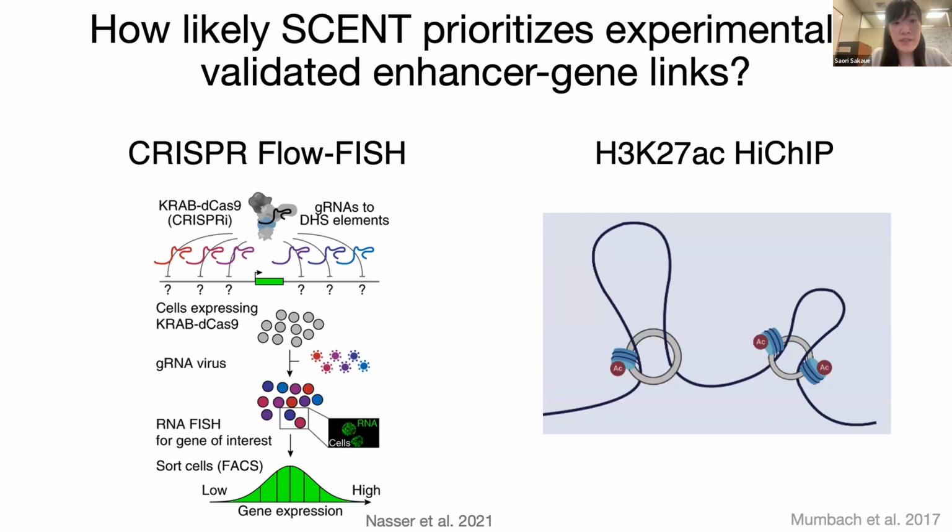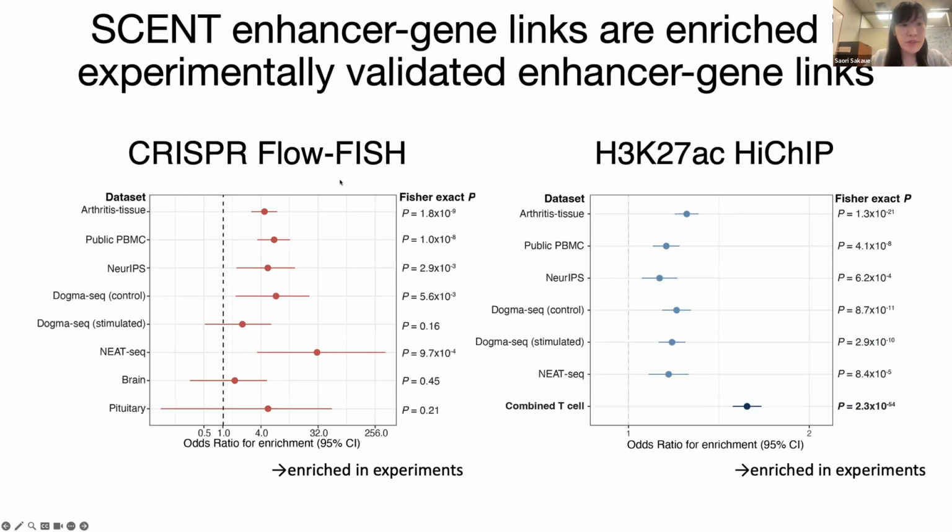And the other one is H3K27ac HiChIP, which is Hi-C combined with active enhancer-promoter elements marked by H3K27 acetylation, so that we can identify a physical link between promoters and their enhancers. And for both experimental datasets, our SCENT enhancers were much more enriched in the positive experimentally validated enhancer-gene links, meaning the odds ratio is always exceeding 1, which is very reassuring to see that our enhancer-gene links are much more likely to be experimentally validated.